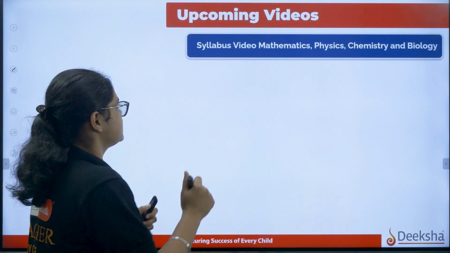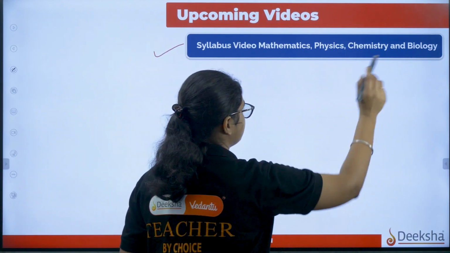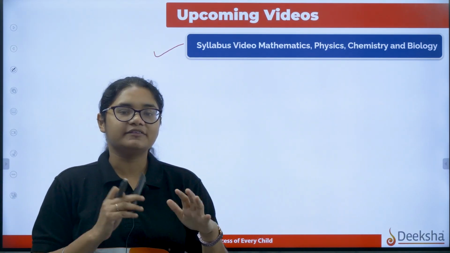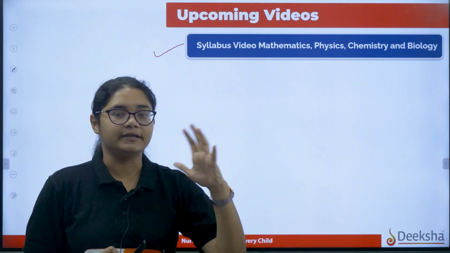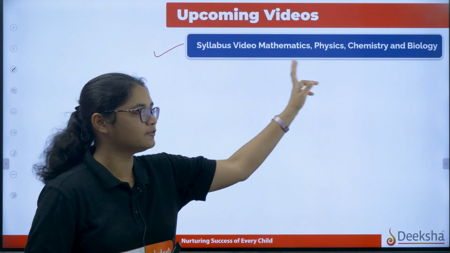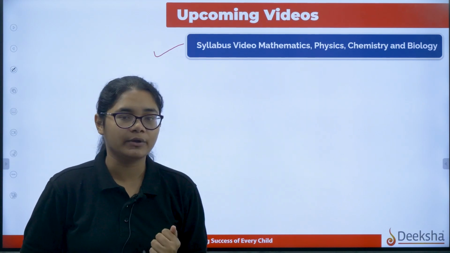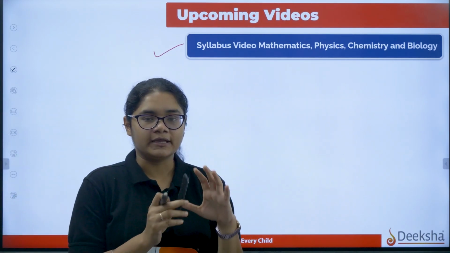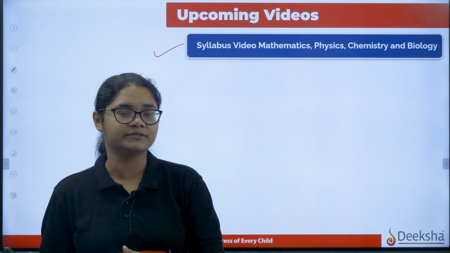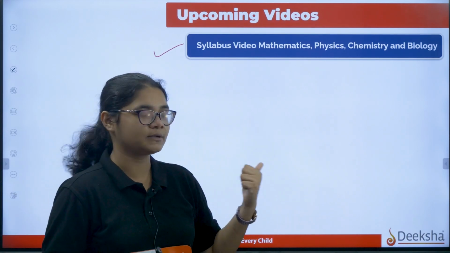Okay, first is the syllabus video: maths, physics, chemistry and bio. Now I already told you the chapters, right? But there are some topics which are deleted from these chapters, so there will be a detailed syllabus review for all the 4 subjects. In that we'll be telling you all the syllabus and the deleted portions, what you have to study, what you don't have to study, what you can skip. Okay, that is the most important thing.